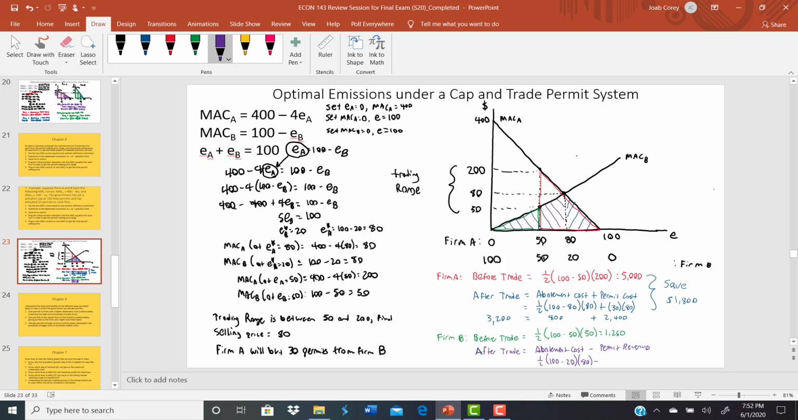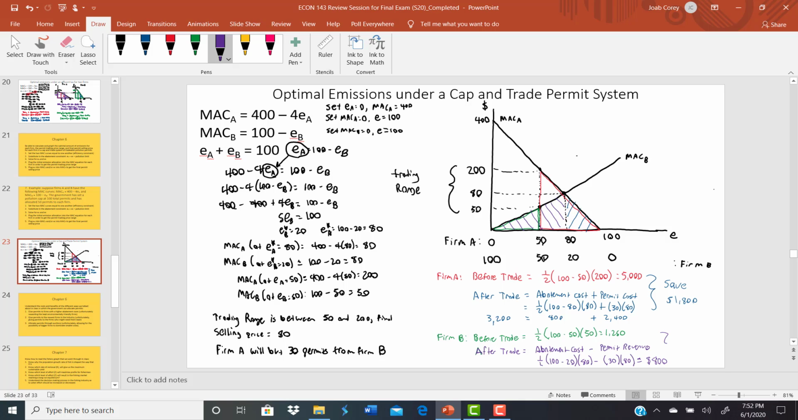Subtract from that their permit revenue, which is the 30 permits that they're selling at the final permit price of $80 per permit. And go ahead and assume when I do these kinds of problems that they are always buying and selling at that final permit price. So this is going to be 3,200 minus 2,400, or a total of 800, which is the after trade cost for firm B.